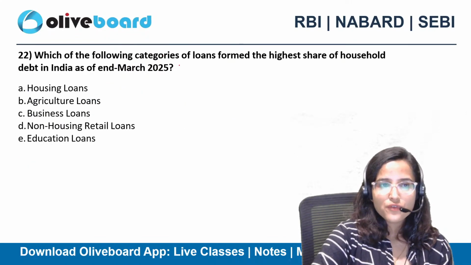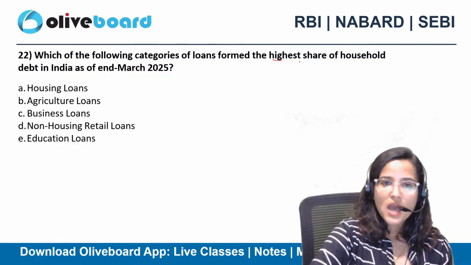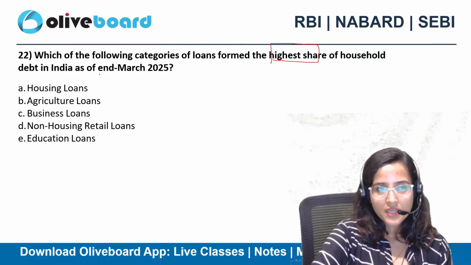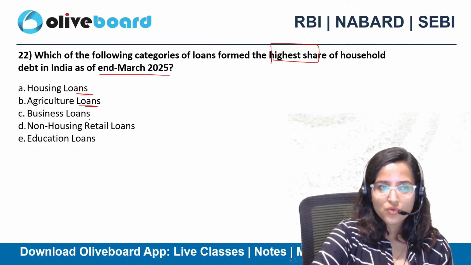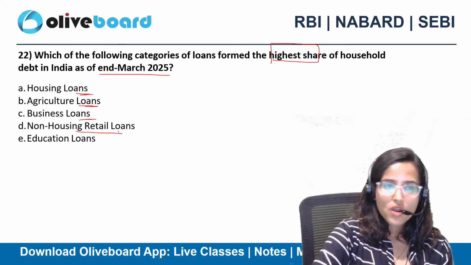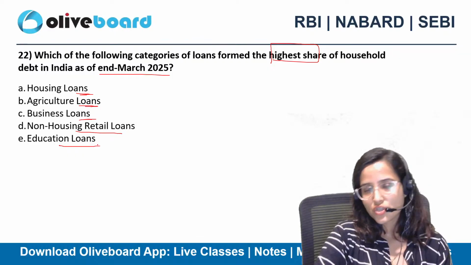Okay? Which of the following categories of loans form the highest share of household debt in India as of end March 2025? Housing loans, agricultural loans, business loans, non housing retail loans, or education loans?